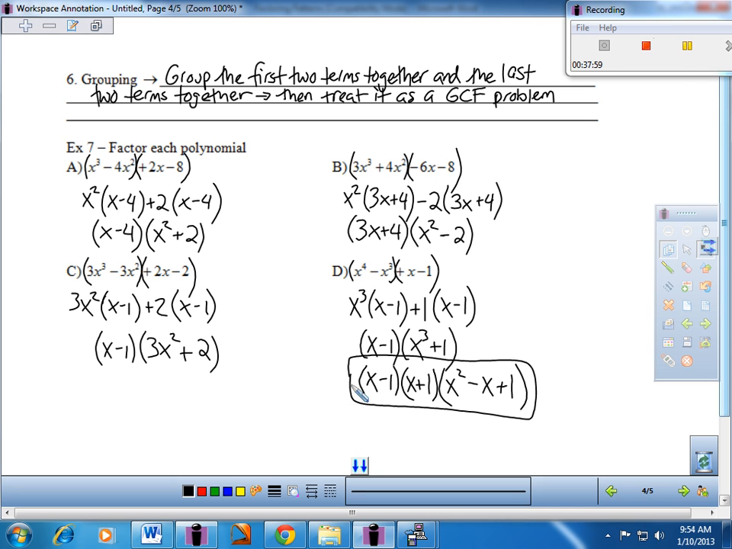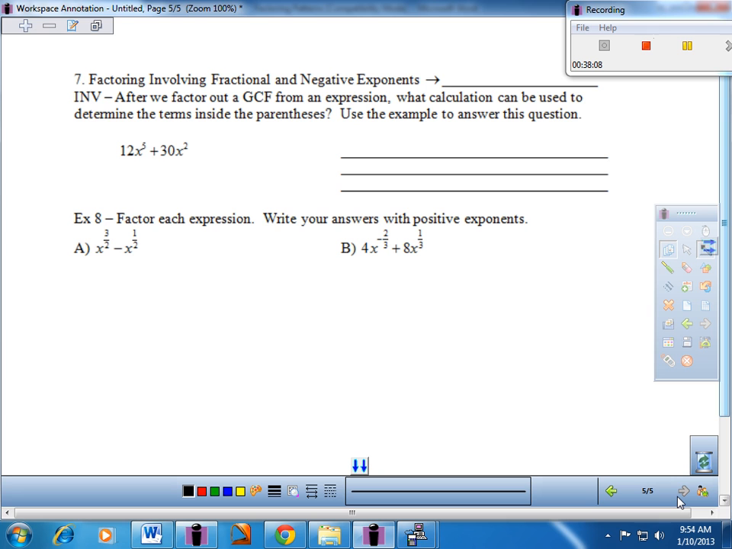All right, now, guys, we get into the last piece, and it gets slightly harder. So refocus if you need, and let's do our last part right here, and this will segue into the next notes worksheet as well. We'll pick up on this piece. So, if you would, factoring involving fractional and negative exponents. Here's what I'm going to write in. It's going to be greatest common factor.